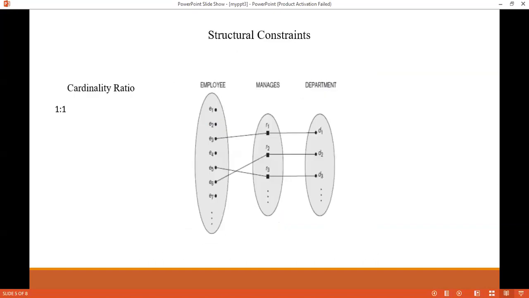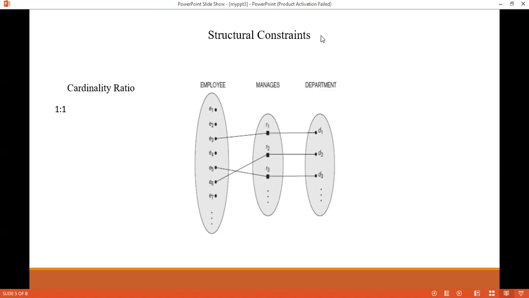Now, this is very important from your examination point of view. Structural constraints on a relationship type. There are two concepts when it comes to structural constraints on a relationship type. My dear friends, remember, this is a very important question, and it will be asked for 6 to 8 marks in your exams.